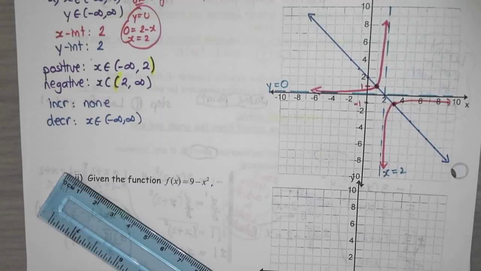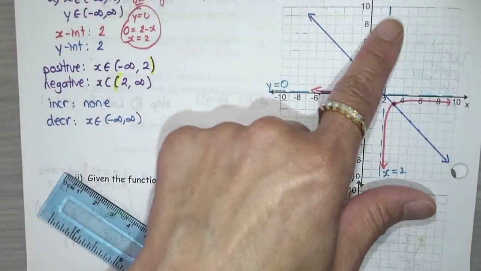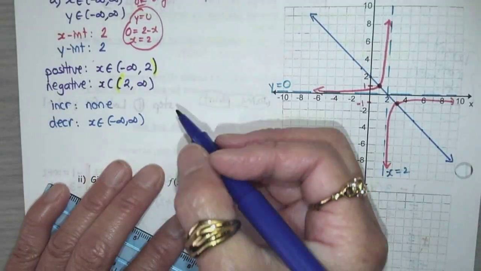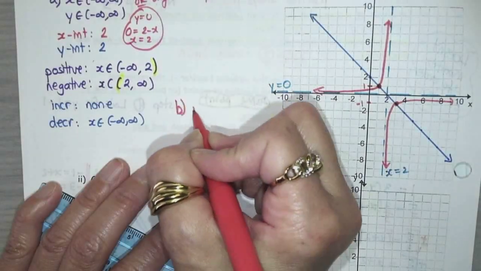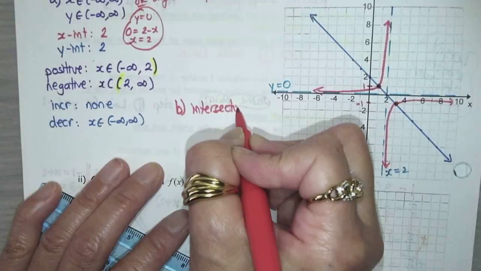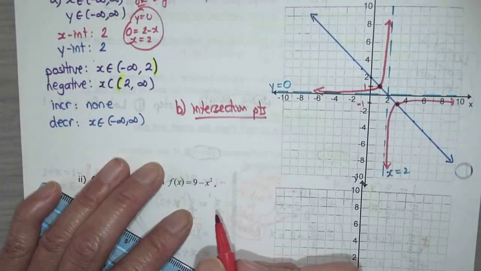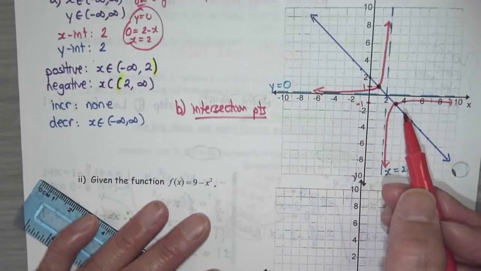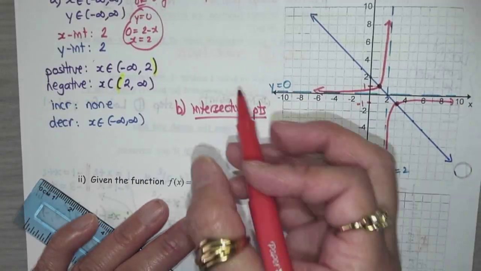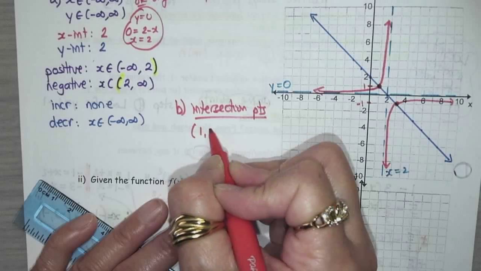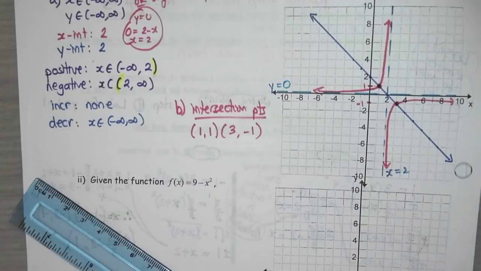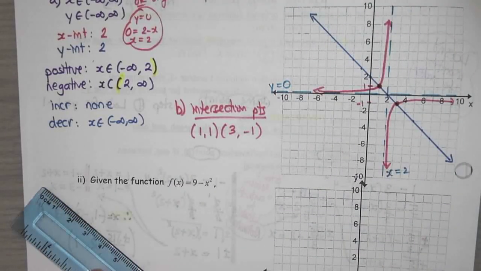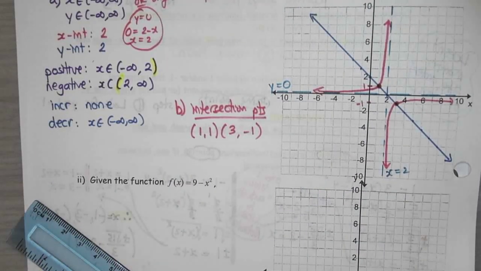Oh, I didn't do the invariant points. Sketch the graph, find the intersection points. So for B, I want to find the intersection points. Let's answer B. Intersection points. My intersection points are going to be, and if you can read it from the graph, it was an exact point, so that was going to be 1, 1, and 3, -1. If you can read it from the graph, go ahead and read it from the graph. The next one, I'll give you one that doesn't, so if you're wondering what it looks like if I can't.